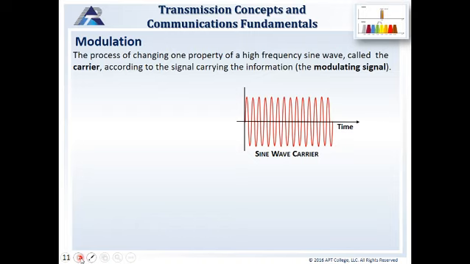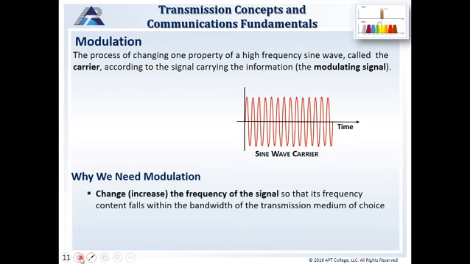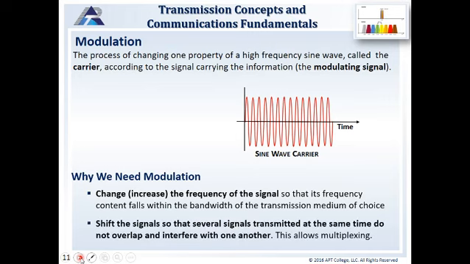Modulation is the process of changing one property of a high frequency sine wave, called a carrier wave, according to the signal carrying the information. So we are modulating or changing that signal to represent the data that we want it to pass. Modulation increases the frequency of the signal, so the frequency content falls within the bandwidth of the transmission medium of choice. We also shift the signals so that several signals transmitted at the same time don't overlap and don't interfere with each other. This allows us to put multiple signals on the same transmission line.